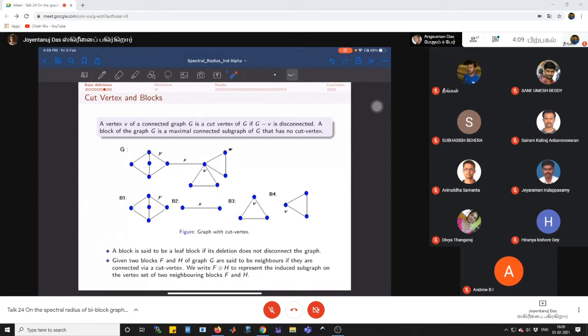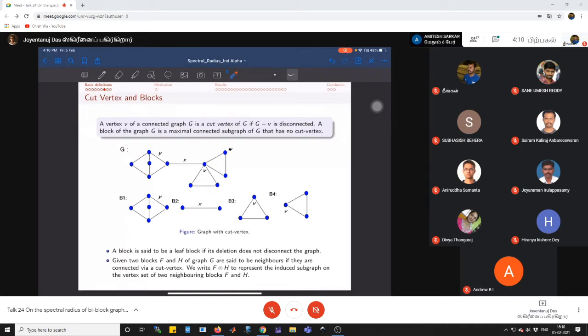Okay, so if I consider this following graph G, then you can see this vertex is a cut vertex, because if I delete that, then the graph will be disconnected. Similarly, this vertex is also a cut vertex. So if I want to look at what are the blocks of the graph, then it will be B1, B2, B3, and B4. These four are the blocks of the graph G.